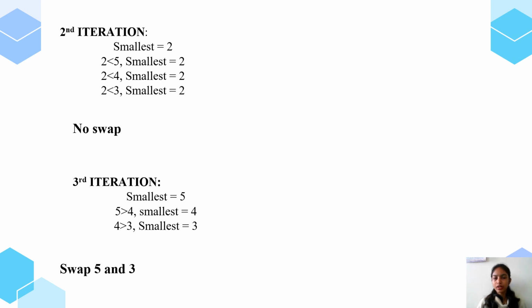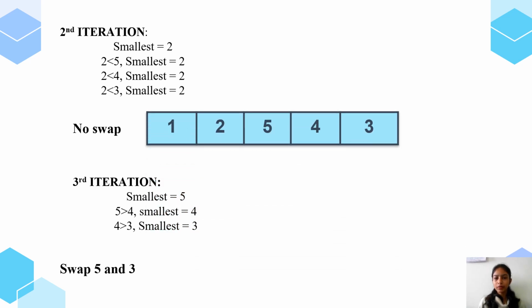Second iteration: the smallest is A[1], which is 2. 2 is less than 5, so the smallest is 2. 2 is less than 4, so the smallest is 2. 2 is less than 3, so the smallest is 2. So there will be no swapping, and the list remains 1, 2, 5, 4, 3.